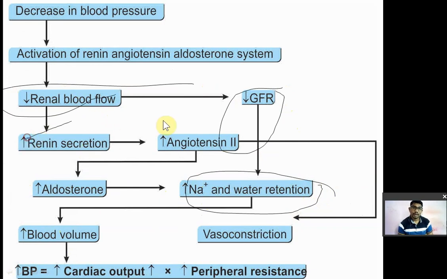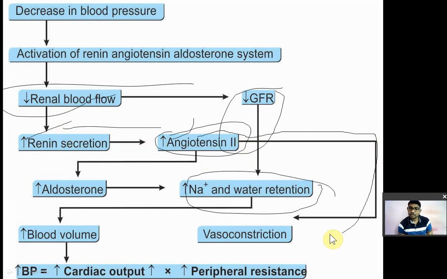Renin is the hormone which converts angiotensinogen into angiotensin 1 and angiotensin 2. Now this angiotensin 2 is a vasopressor. So this angiotensin 2, that is an octapeptide, will cause first vasoconstriction, which increases the peripheral resistance.